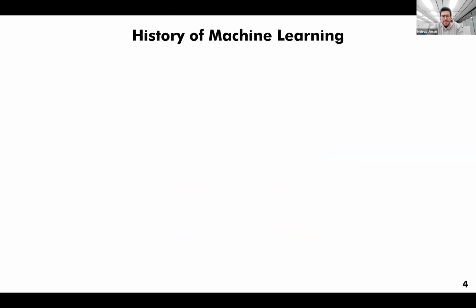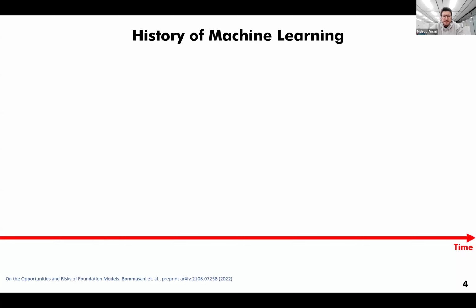So I'll talk about the history of machine learning and how domain knowledge was integrated. This history can be summarized by two words, emergence and homogenization.